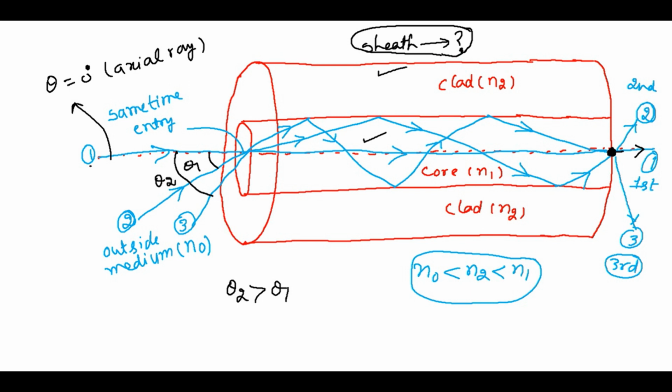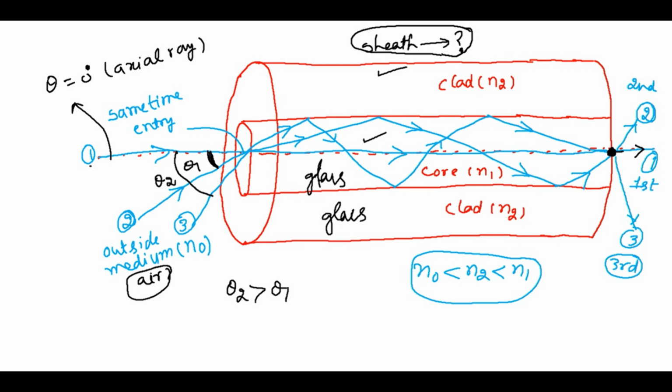Now consider ray 2, which is making some angle theta 1 with the axis. Since it is traveling from the outside medium, and most of the time this outside medium will be air. Kindly remember, in the previous example I took the example of air and water. Here we have air outside but there is no water. This medium is glass having refractive index n1. This medium is also glass, and the outside medium is air.